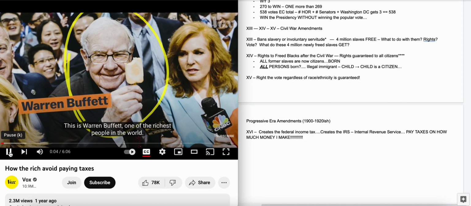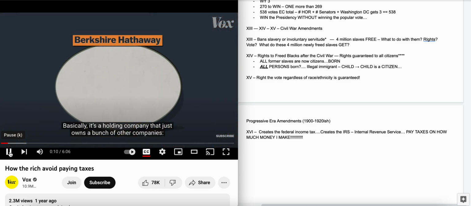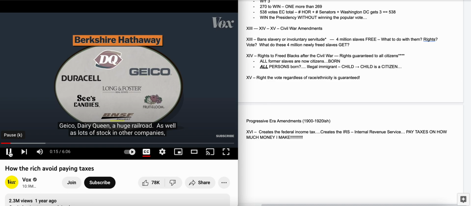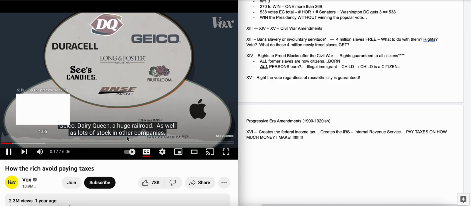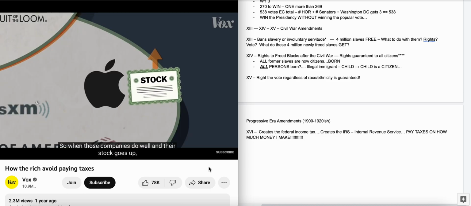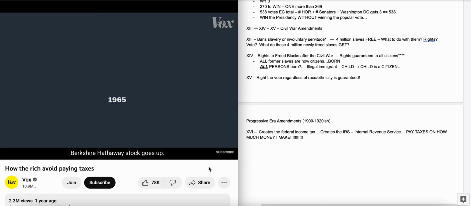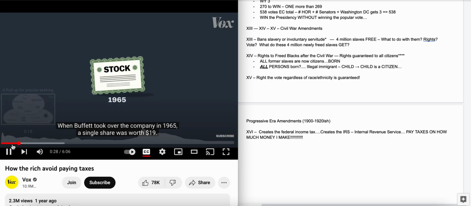This is Warren Buffett, one of the richest people in the world. Oh, and he's eating a burger thanks to the company he runs, Berkshire Hathaway. Basically, it's a holding company that just owns a bunch of other companies. Geico, Dairy Queen, a huge railroad. He also owns a lot of stock in other companies like Apple and Coca-Cola. So when those companies do well and their stock goes up, Berkshire Hathaway stock goes up. When Buffett took over the company in 1965.